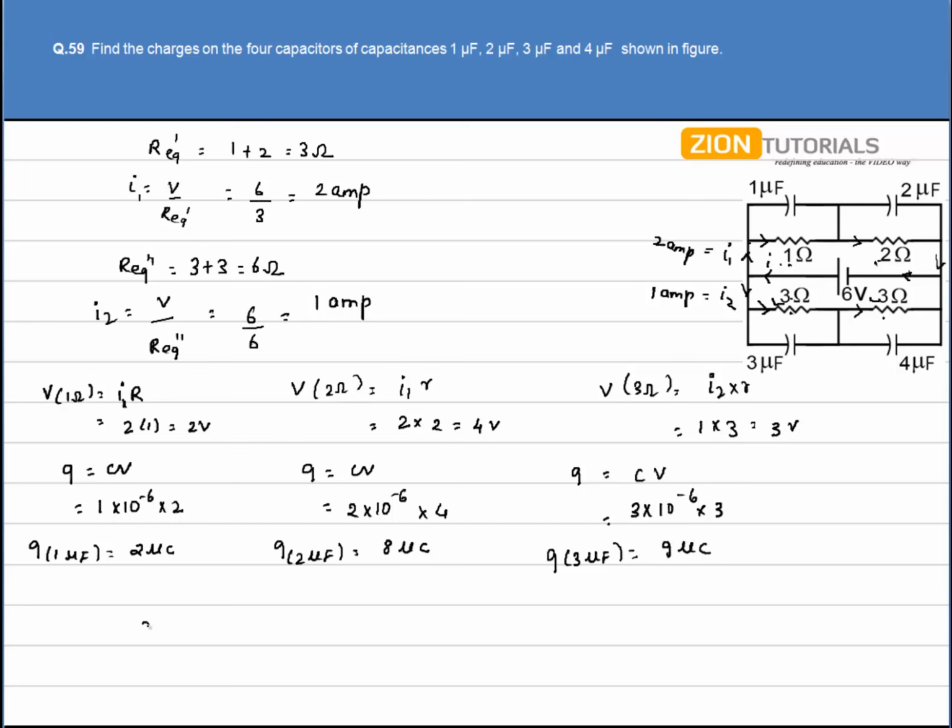And to calculate the charge on 4 microfarad, obviously 3 volt is dropped across the first 3 ohm resistor, and the remaining voltage will drop across the other 3 ohm resistor. So the voltage drop across this 3 ohm resistor is also 3 volt. So I will again use the formula Q equals CV. The capacitance is 4 microfarad, voltage is 3 volt, which gives the answer as 12 microcoulomb. That is our answer.